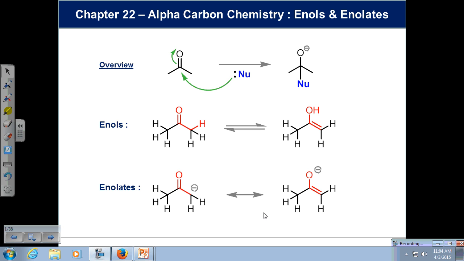Enolates are different in the sense that they are now negative species. In fact, they are the conjugate bases of the enol, if you take off one of those protons. And we could again draw two pictures for this. We've got to be very careful here. We're drawing an equilibrium at the top because these are two distinct species. If you had these two in a mixture, you would see the OH group in the infrared spectrum.